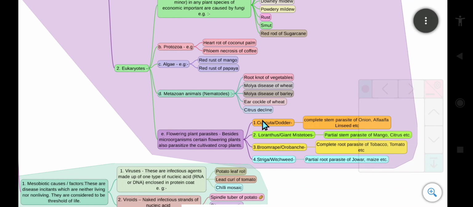In this, the first one is cuscuta or dodder, a complete stem parasite of onion, alfalfa, linseed, etc. Second one is loranthus or giant mistletoe. It is a partial stem parasite of mango or citrus, etc. Third one is broomrape or orobanche. It is the complete root parasite of tobacco and tomato, etc. Fourth one is striga or witchweed. It is a partial root parasite of jowar and maize, etc.